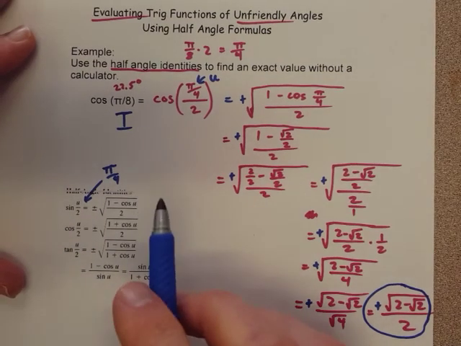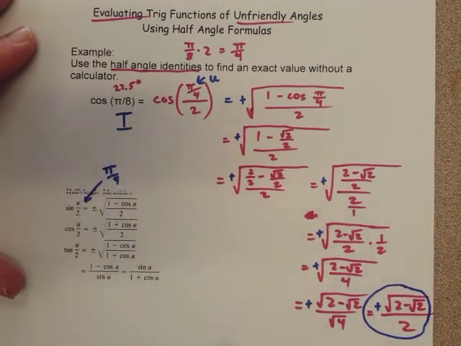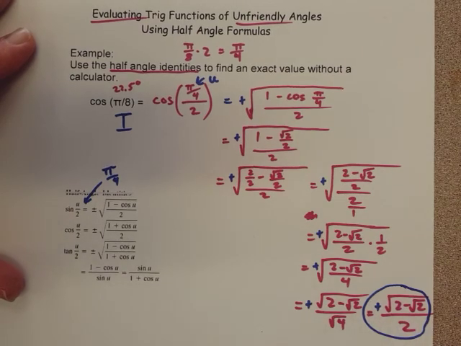You might go check it on your calculator and just punch in cosine of pi over 8, and see if that is the same decimal equivalent as this one.